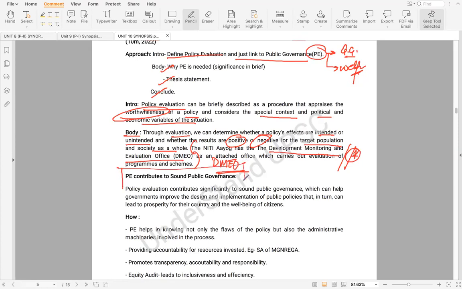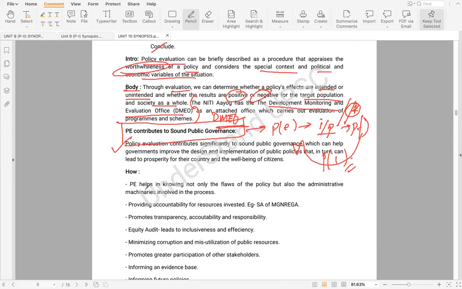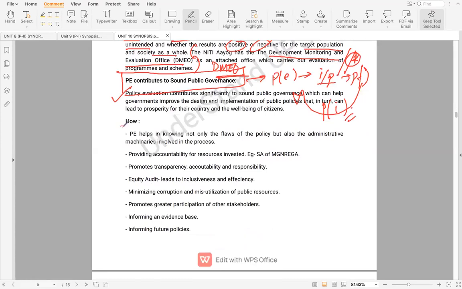Policy evaluation contributing to sound public governance. So policy evaluation contributes significantly to sound public governance. How? Because it can help governments to improve the design and implementation of public policies that in turn can lead to prosperity for the country and the well-being of citizens. You tell us how evaluation is now acting as an input to formulate new policies and helping in contributing to the cycle in the first place. Right? How? So policy evaluation helps in knowing not only the flaws, but also the administrative machineries involved. It helps in providing accountability for resources.